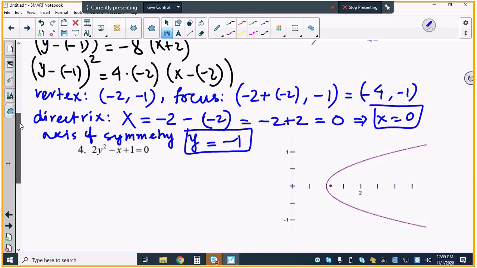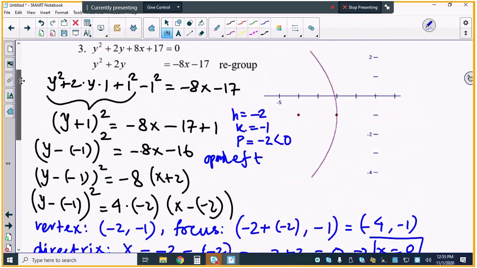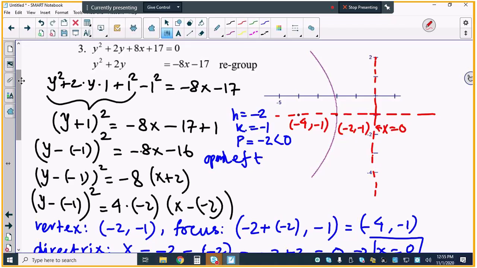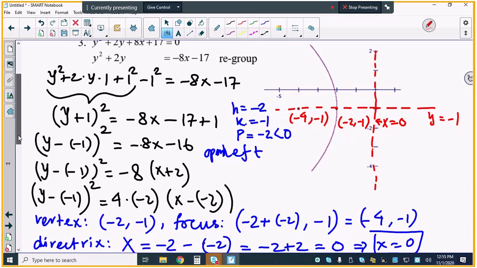So what I have in context of the parabola: it will open left. The vertex of the parabola is going to be the point negative 2 comma negative 1. The focus of the parabola is negative 4 comma negative 1. The directrix is x equal to 0, the vertical line. And the axis of symmetry is the horizontal line, y equal to negative 1. So let's carry on and see the next one.